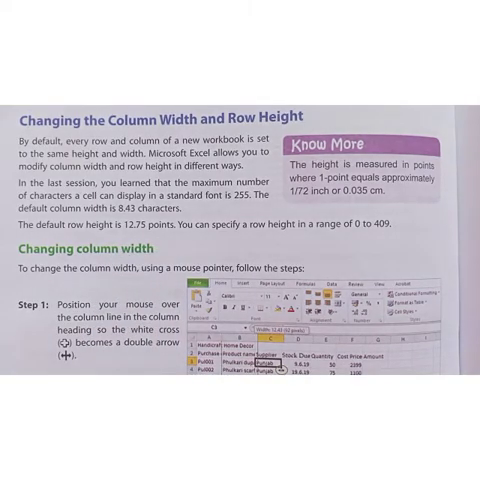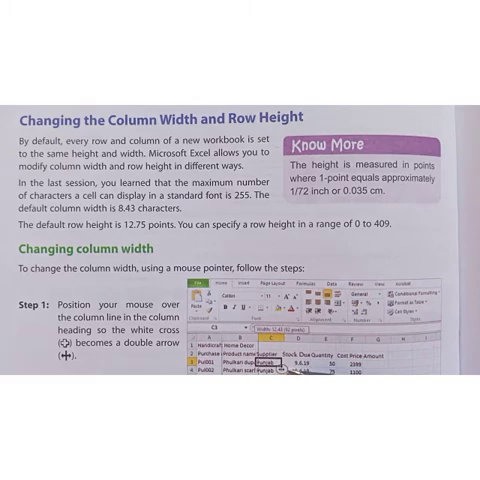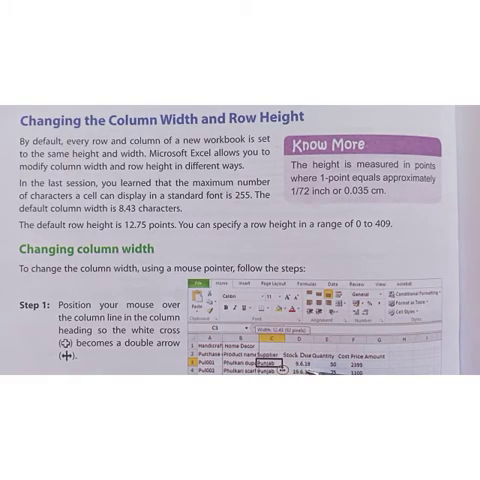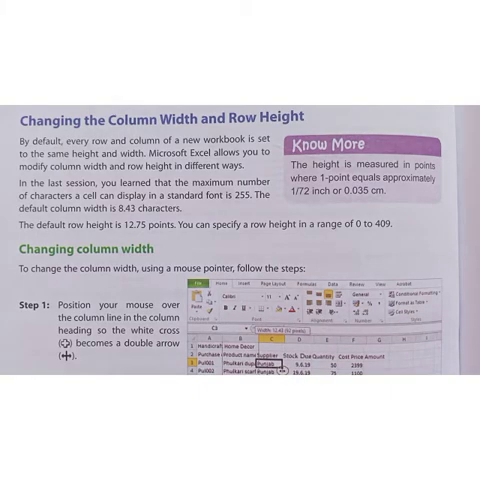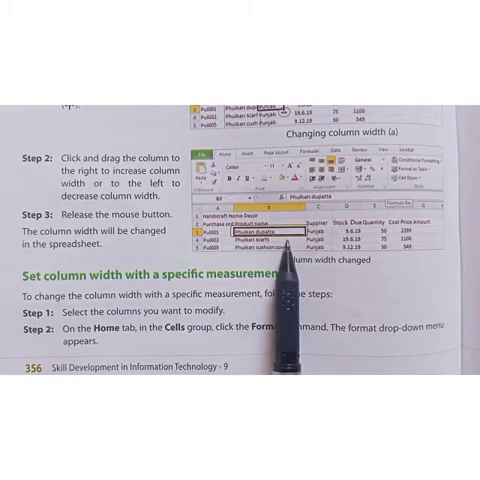The first procedure to change the column width is you have to click on the border of the column. When you click anywhere on the border of the column, your mouse pointer will change to the double-headed arrow. And when it becomes a double-headed arrow, just drag it outwards. When you drag it outwards, the width of the column will get changed and it will look something like this.